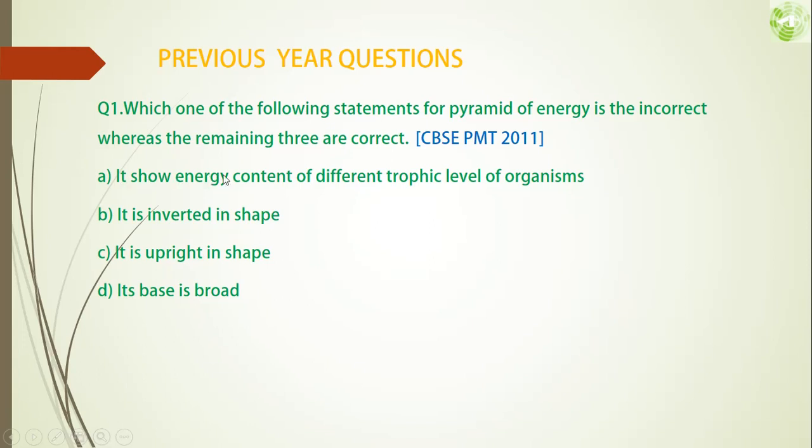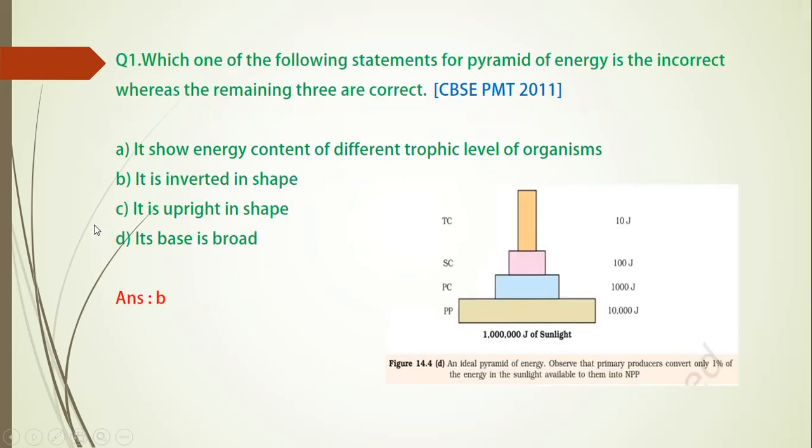Option 1 says it shows energy content of different trophic levels of organisms. Yes, pyramid of energy shows energy content of different trophic levels of organisms. It is correct, but you have to choose the incorrect one. Option B, it is inverted in shape. This is incorrect, because pyramid of energy is neither inverted nor spindle shaped. It is always upright. Option C, it is upright in shape. That is correct. Option D, its base is broad. That is also correct, but we have to find the incorrect one. The incorrect option is option number B, it is inverted in shape.